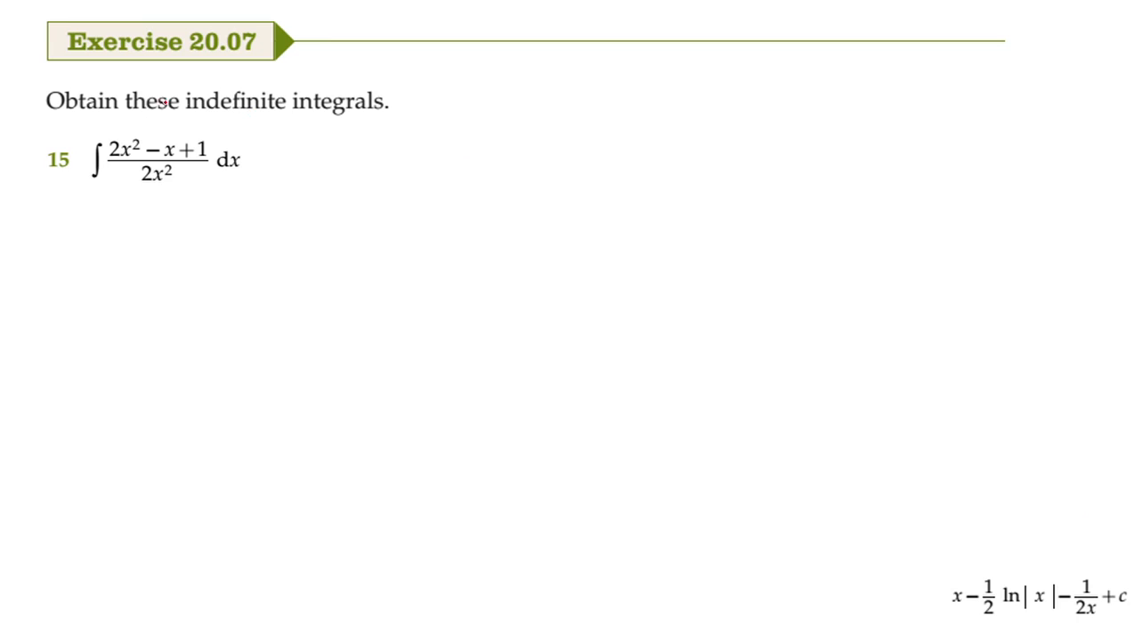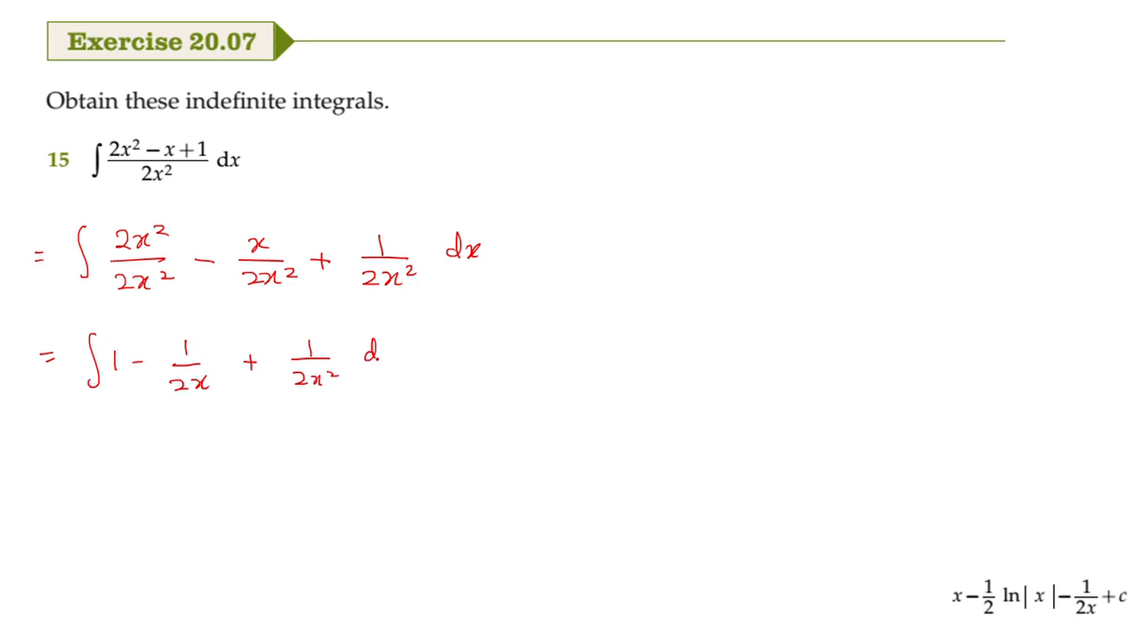Alright, so this time number 15. If you wanted to use the long division, go ahead, but we can use the simplifying the fraction. Okay, kenapa? Because you ada single term for your denominator. So you divide for each term with your denominator plus 1 over 2x squared dx. So simplify, or you will have 1 minus 1 over 2x plus 1 over 2x squared dx.